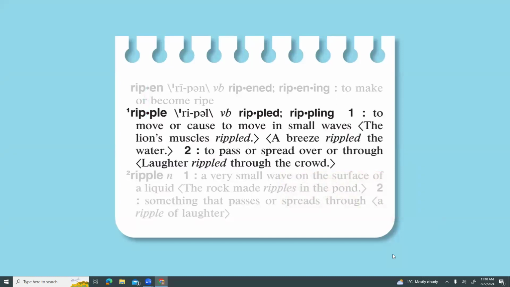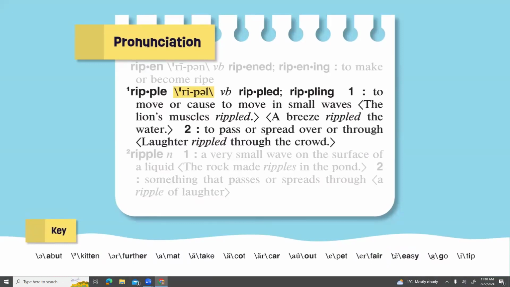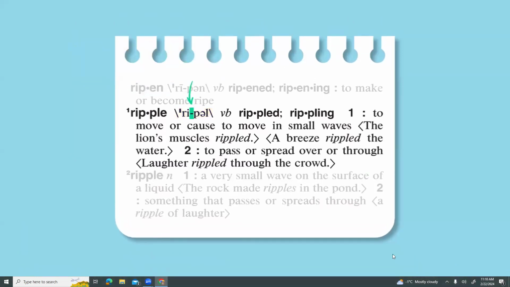Dictionaries also tell us how to say a word with its pronunciation. There are some familiar letters here, as well as some special symbols that represent specific sounds. You can find out what these symbols mean by looking at the key on the bottom of each page. Hyphens separate the word's syllables. As you can see, ripple has 2 syllables. The marks at the top or bottom of some parts of the pronunciation tell you that those syllables are stressed, or given more emphasis when spoken. The first syllable of ripple is stressed, so we say RIP-ple, not rip-PLE.